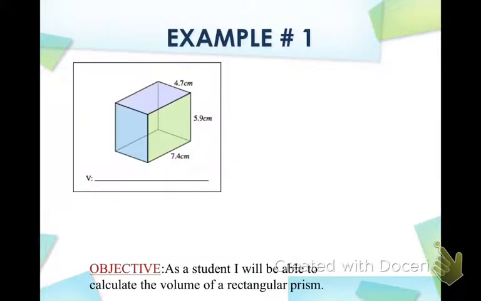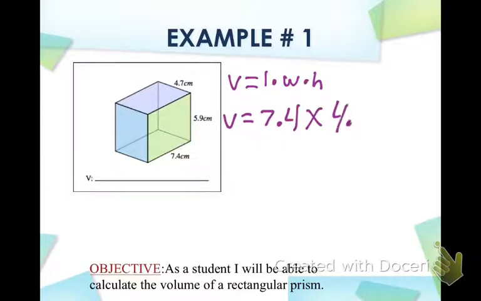Alright, ladies and gentlemen, this time we are working on volume, so you've got to be careful. Volume equals length times width times height. That is our formula that we're going to use. You're going to go ahead and plug those numbers in. Volume equals our length, 7.4, times our width, which happens to be 4.7, and we're going to multiply that by our height, which is 5.9.